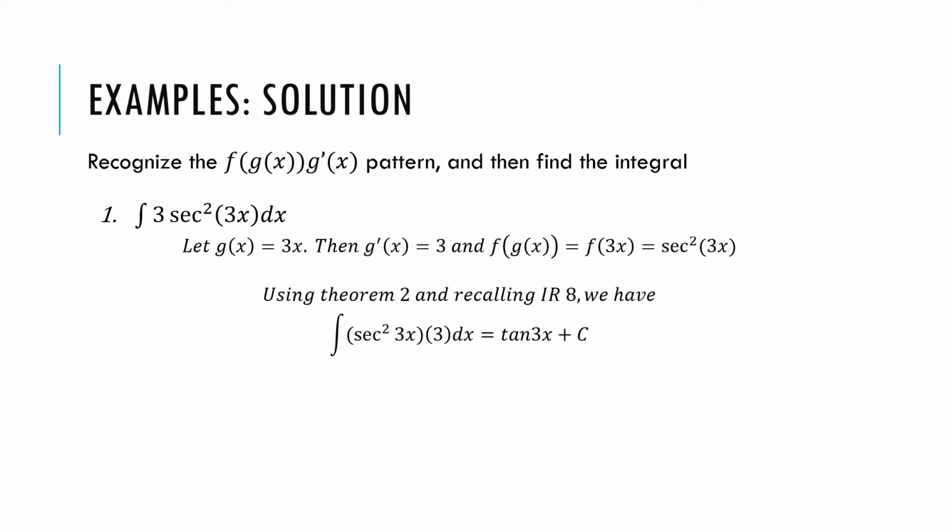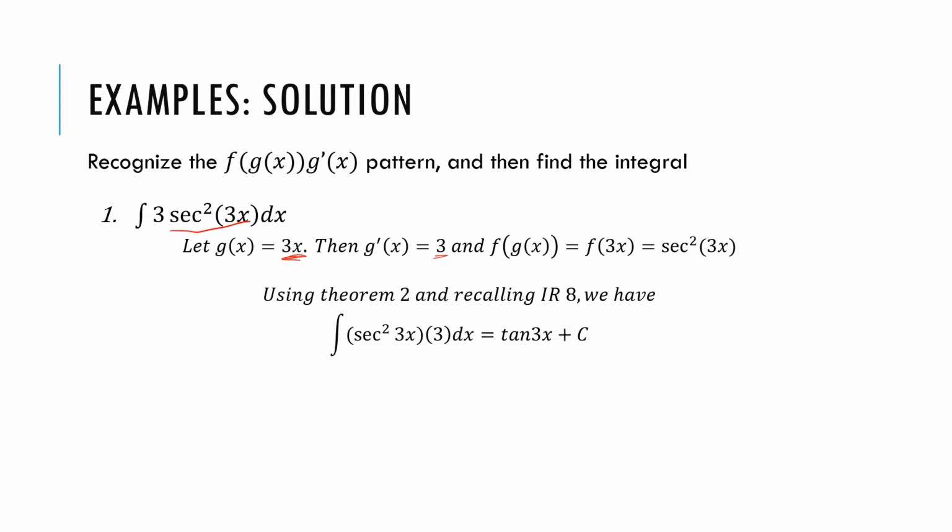Same with that, our g of x is 3x. Our g prime is 3, so the derivative of g of x is 3. So our f of g of x is secant squared of 3x. This one.